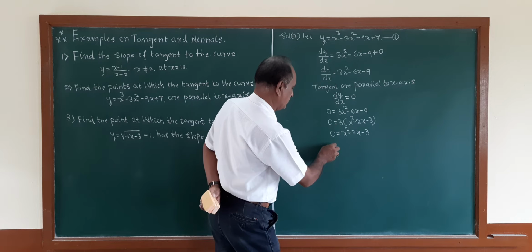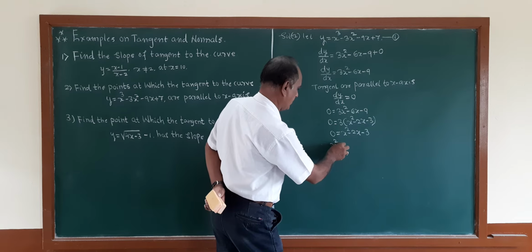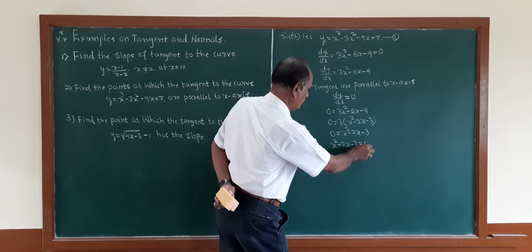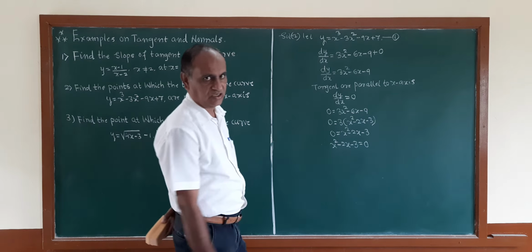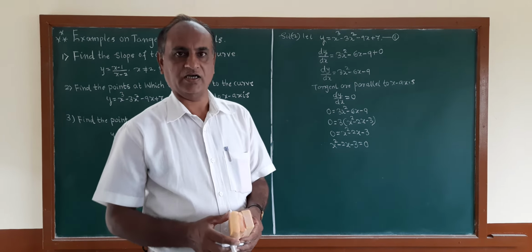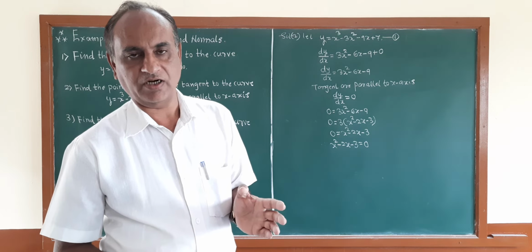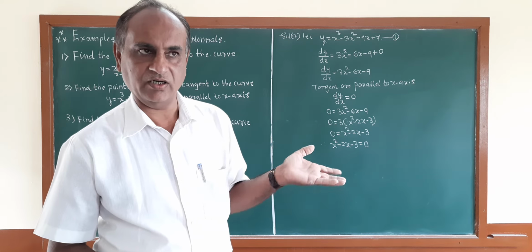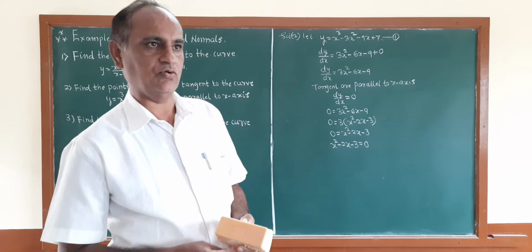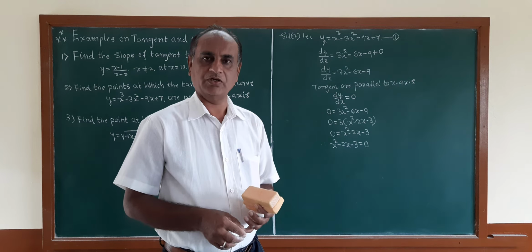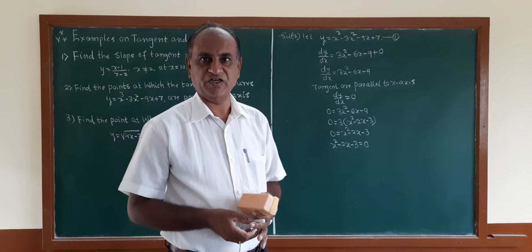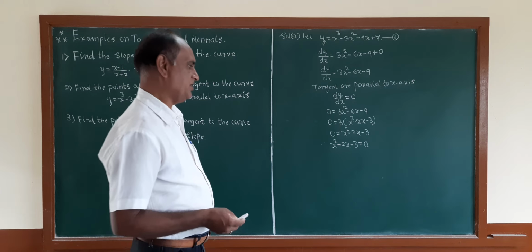So in the simplest form, x square minus 2x minus 3 is equal to 0. So factorize the given equation. If factorization is possible, use factorization, otherwise you have to apply the quadratic equation formula: x is equal to minus b plus or minus square root of b square minus 4ac, divided by 2a. Okay, so factorization is possible.